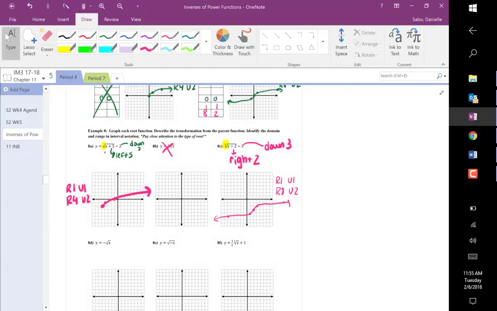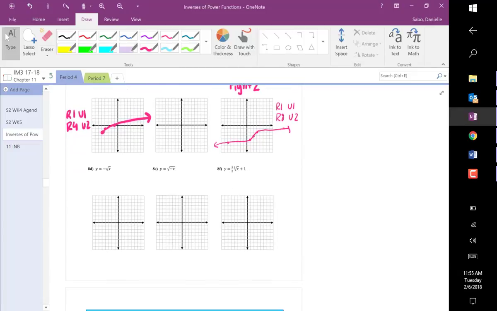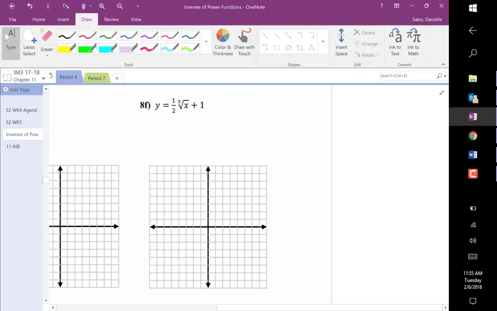Okay? All right, I think I'm going to do one more and then call it a day. Which one's harder for you, the square root or the cube root? Cube. Okay, then let's do 8f. So this one is a challenge one. Here we go. What does this plus 1 mean? Up 1. Very good.